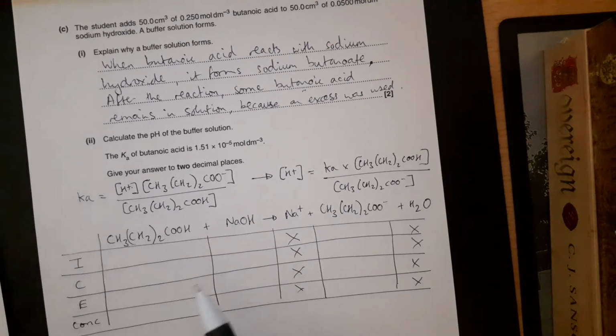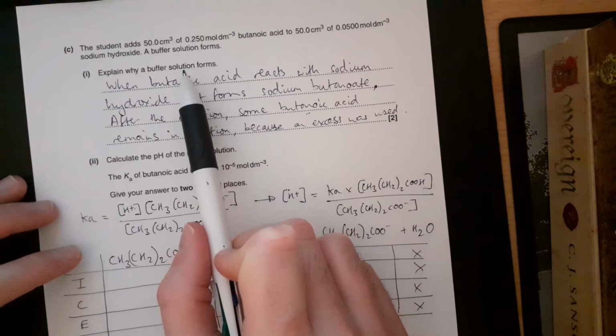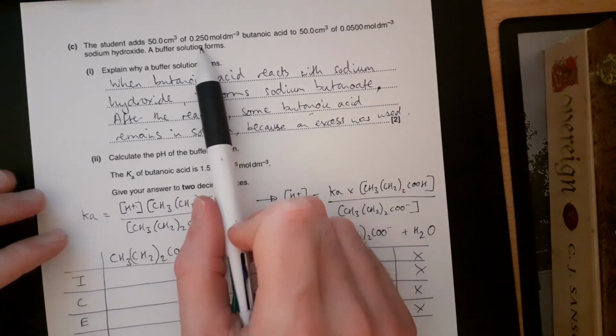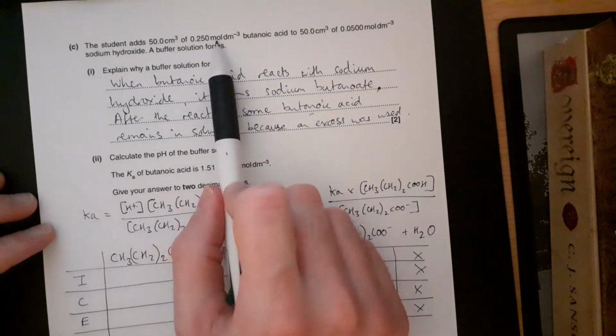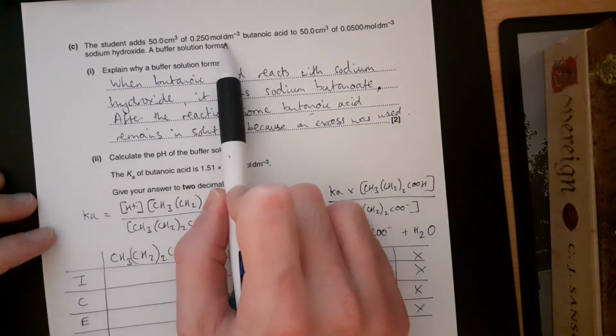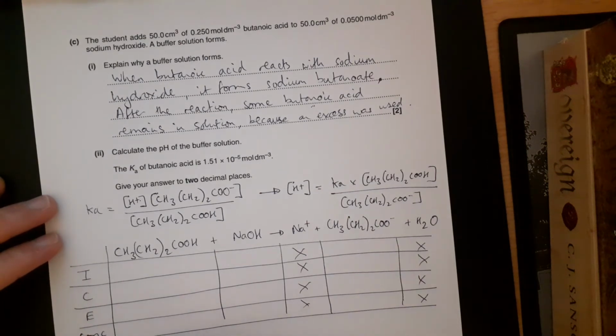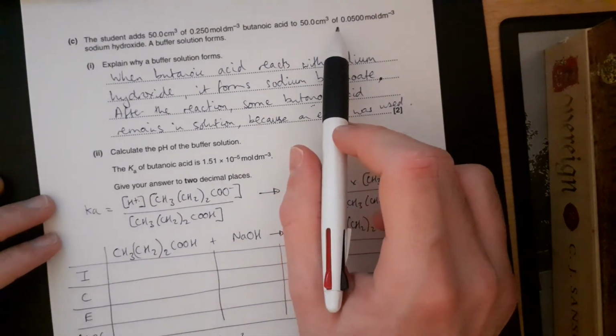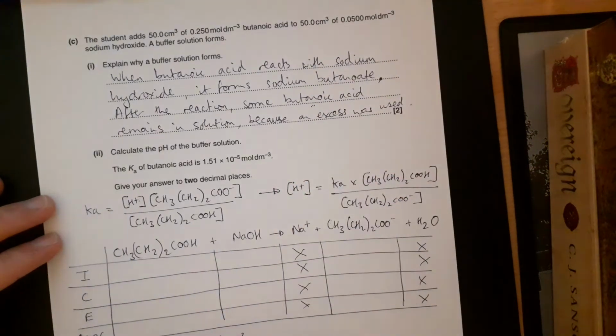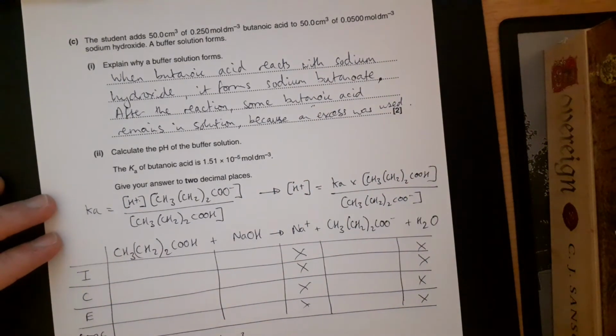Okay, and do we? Yes, we do. So we're going to use these values from the top of the question here. So the butanoic acid, we're going to do n equals c times v to get the number of moles. So for the butanoic acid, it's 50 centimeters cubed, so it's 50 over 1,000 to get it into decimeters cubed, and times it by 0.25. And then for the sodium hydroxide, we're going to do the same thing, but with these values. So it'll be 50 over 1,000, and we're going to times it by 0.05.